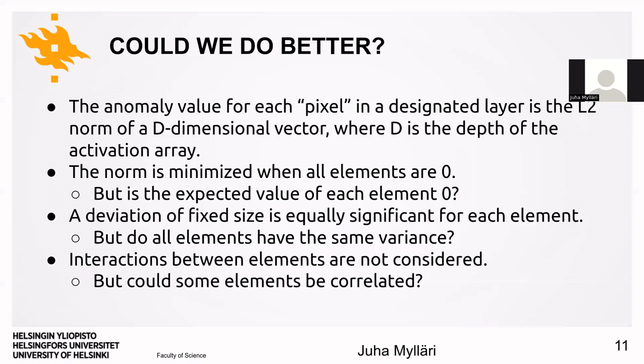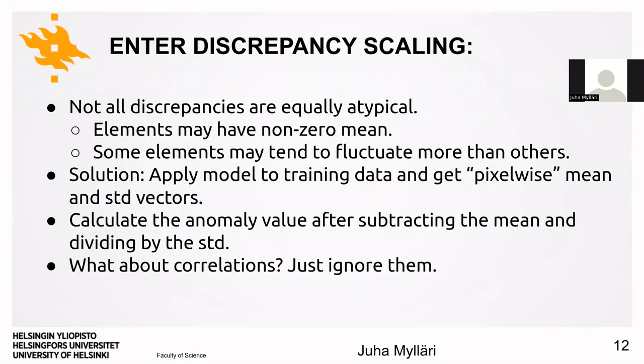Finally, the L2 norm does not take into consideration interactions between elements. But what if some of the elements are correlated? Can we remedy any of these problems? Well, indeed we can. Here's our solution: discrepancy scaling.